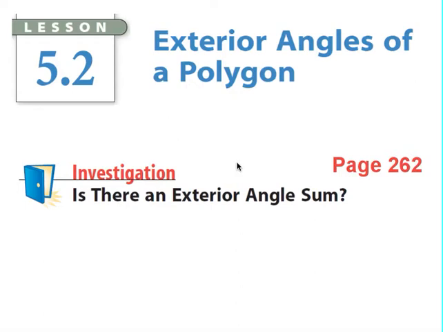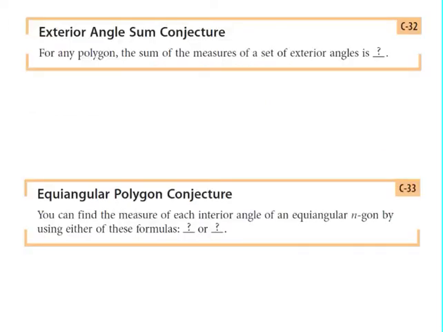Investigation. Now we're going to look for your answers to some of these conjectures. First of all, it says for any polygon, the sum of the measures of a set of exterior angles is, okay? Just take a wild guess. What do you think it's going to be? 360. 360 degrees. Right on.